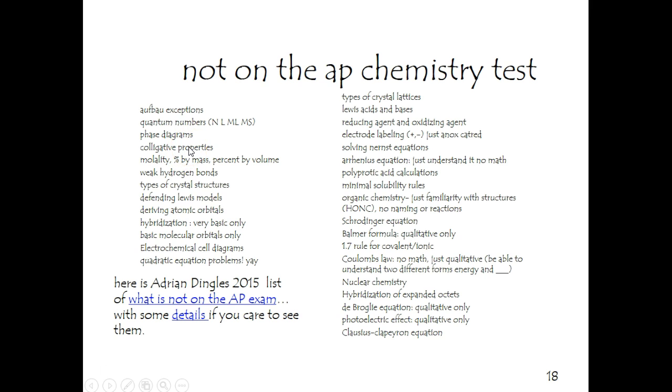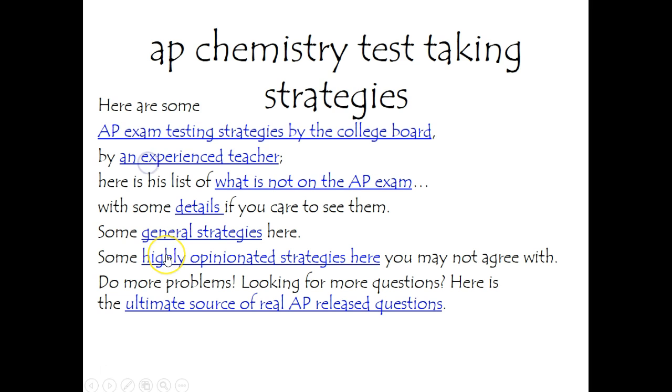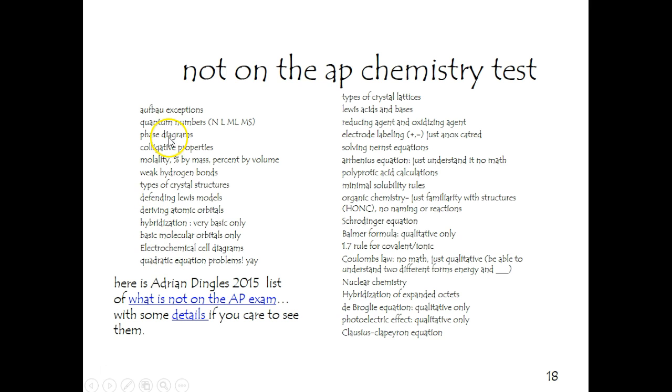Colligative properties don't show up, and we cover that deeply in first year chemistry. The boiling point elevation and the freezing point depression for solutions. Even things like molality, percent by mass, and percent by volume aren't covered. Rather, molarity gets covered almost exclusively. That's a little strange, but okay. Weak hydrogen bonds aren't covered. Types of crystal structures, oh my God, that gets complicated.